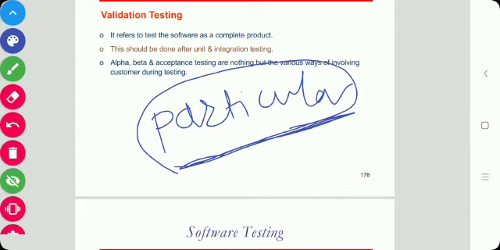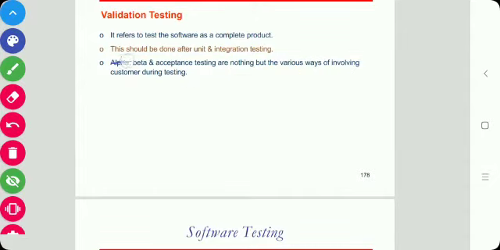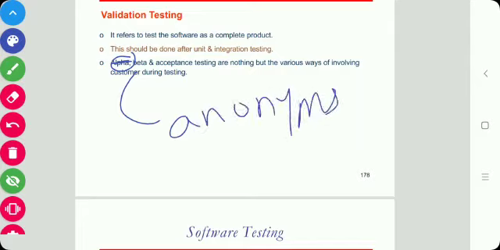Alpha and beta testings are done when the customers are anonymous, meaning we don't know who the customers are. For example, software such as compilers, operating systems or CASE tools are developed for the whole country or the whole world, so we don't know the customer. In this case, potential customers or representative customers are identified for the purpose of testing. So there are two types of testing, alpha and beta.